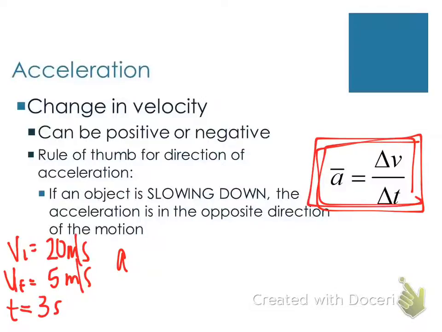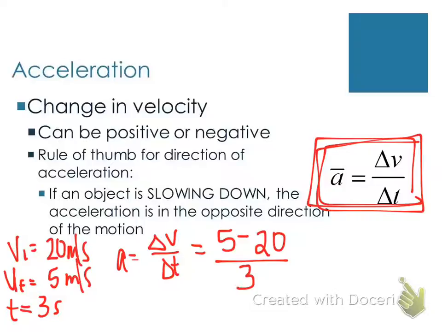What does the delta mean? Good, change, or final minus initial. Very good. So we're going to take final minus initial over time. This is another example here.